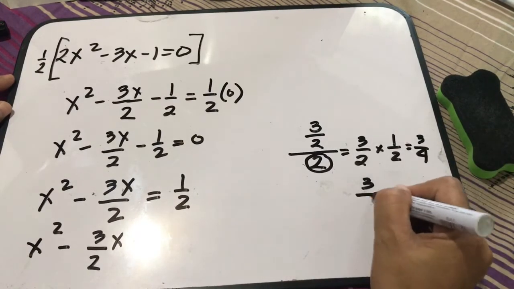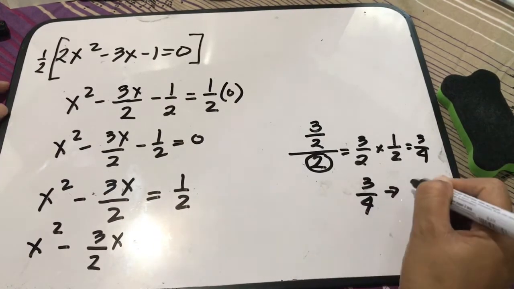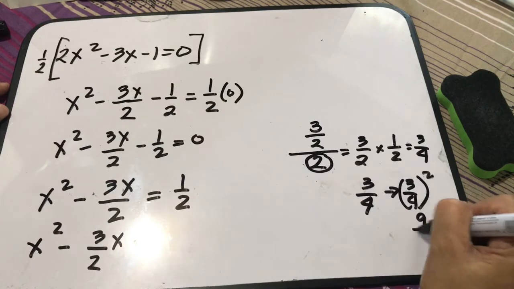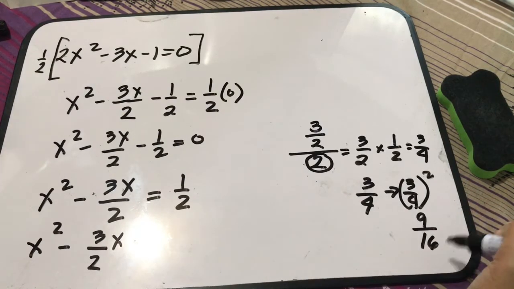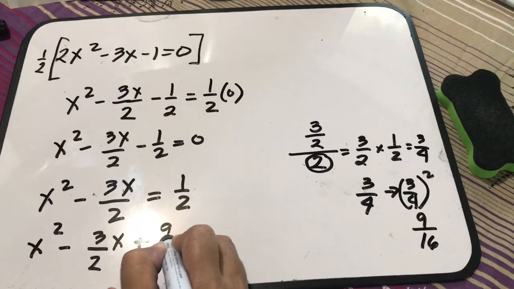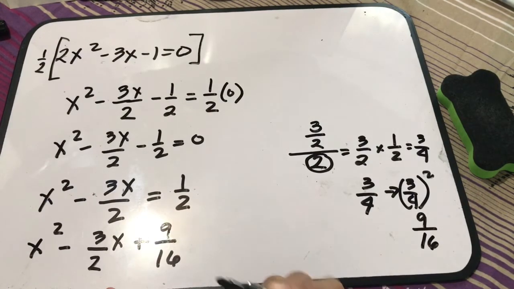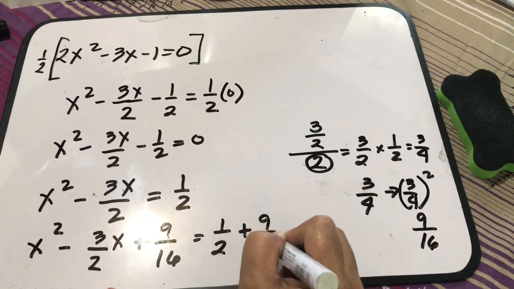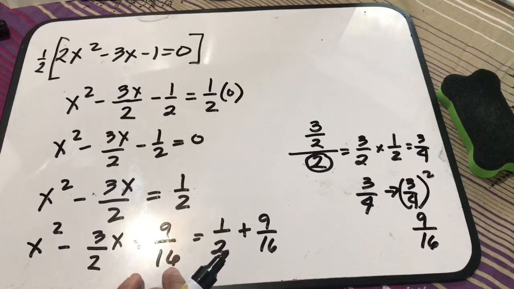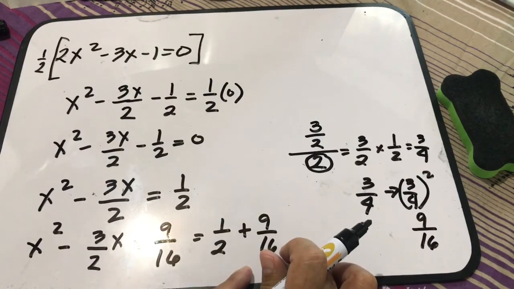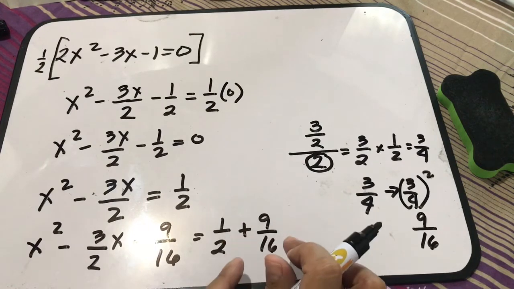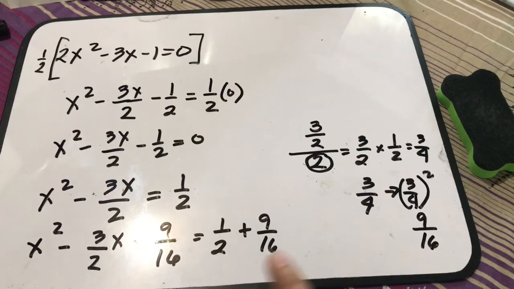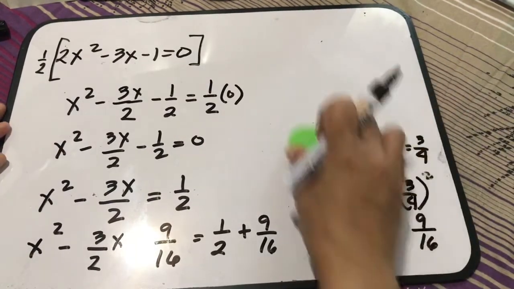So if we have 3 over 4 as a result, we're going to square that, 3/4 squared. This will give you 9 over 16. So to complete the square, we have 1/2 plus 9 over 16. What you did on one side, add it also on the other side. So, we add 9 over 16 here. We also add 9 over 16 in here. Okay? Next. We're not done yet.